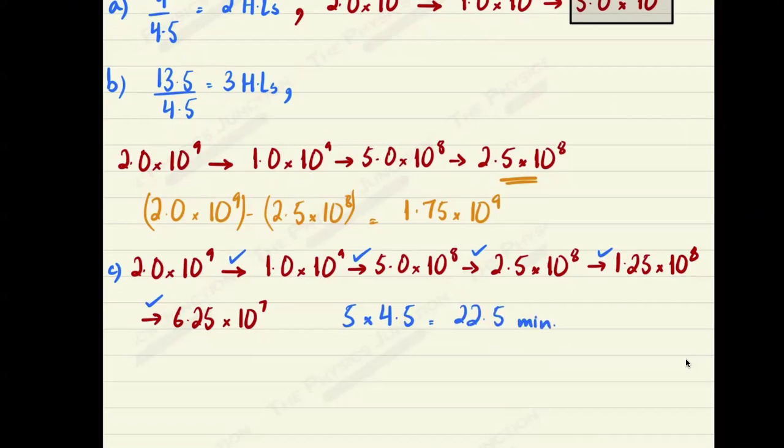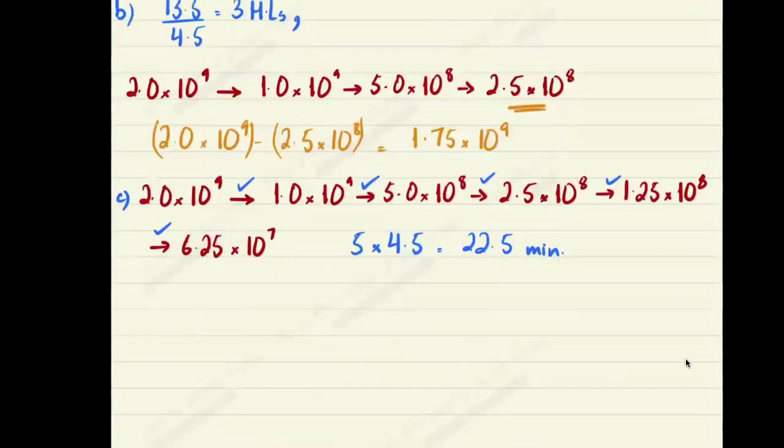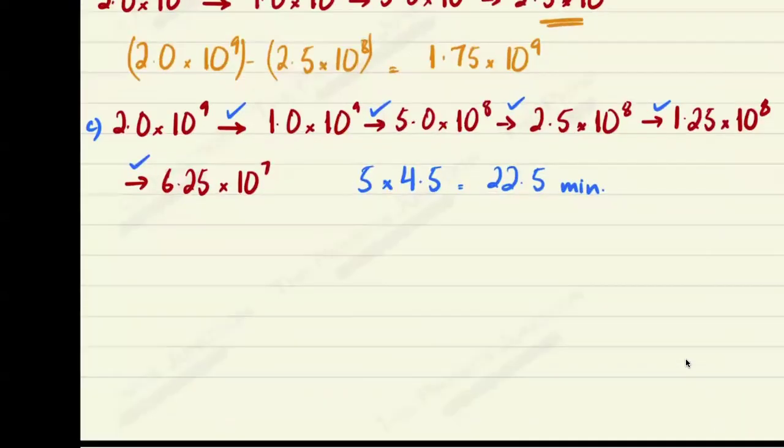as the time elapsed. For part D, I want you to do this without considering the initial number of nuclei, and trust me, it's going to be easier this way. The time by which the nuclei become 1 over 128 of the initial value. Alright, so let's say that initially I have some number of nuclei, let's call that N. After one half-life, it's going to become N by 2.